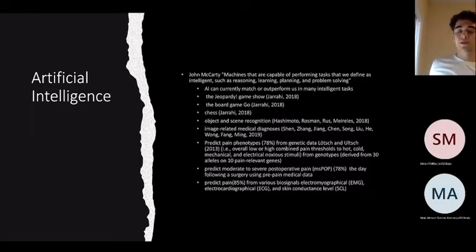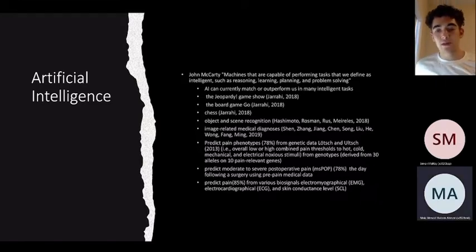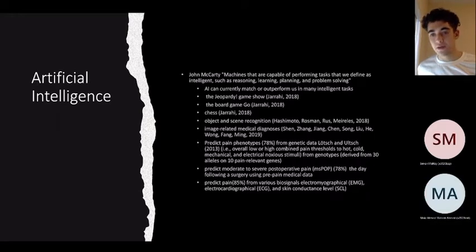Artificial intelligence has also been able to predict pain in the moment using biosignals, so electromyographic signals, electrocardiographic signals, and skin conductance level. Do those biosignals mean anything to you guys, or are you familiar with these? Electromyographic is basically a measure of your muscle tension, right?